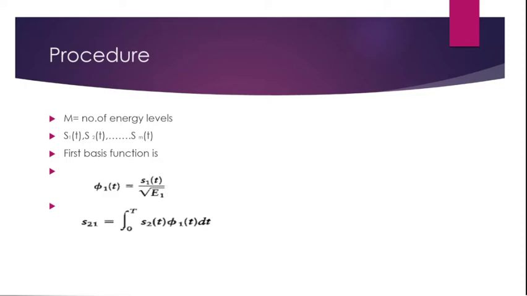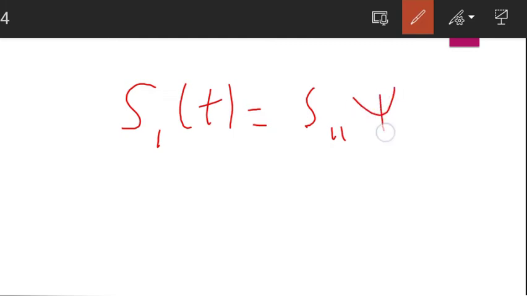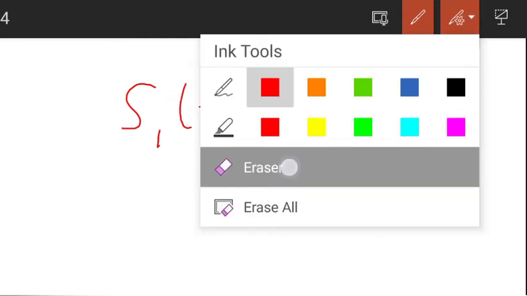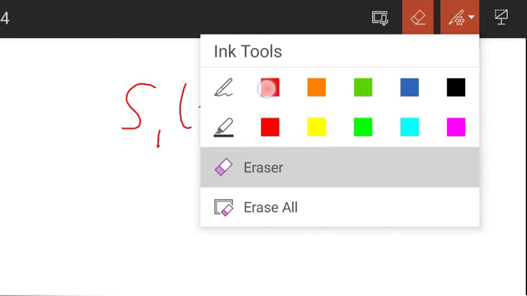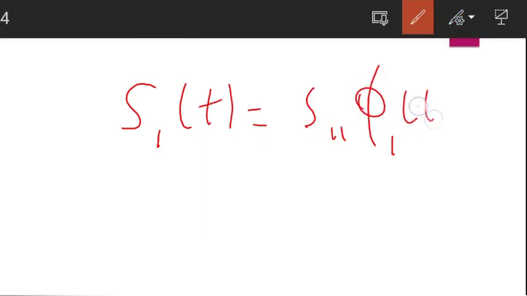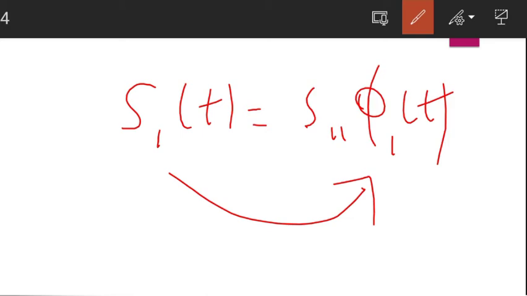I will write it here. We know that s1 of t is equal to s11 into phi 1 of t. That's the relation. This is a linear relation. If we are considering, si of t is equal to si1 into phi 1 of t plus si2 into phi 2 of t plus, and so on, up to sin into phi n of t.